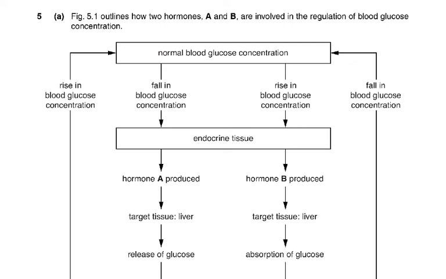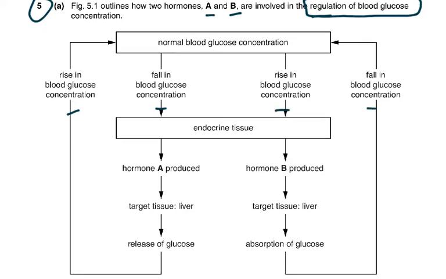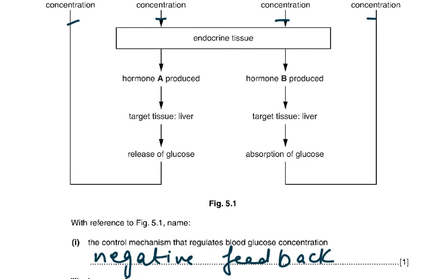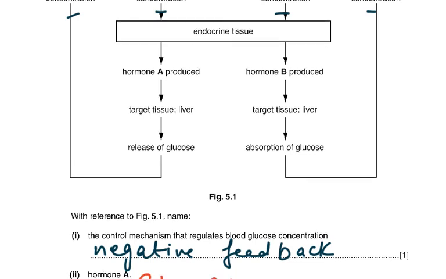To question 5. And the A part says figure 5.1 outlines how two hormones A and B are involved in the regulation of blood glucose, and immediately what should come to your mind is insulin and glucagon. Insulin is released when the blood glucose is high. Glucagon is when the glucose is gone. Yeah, the glucose decreases in the blood, so decreased blood glucose concentration. So normal rise in blood glucose, fall, rise, fall, and then hormone A produced, hormone B produced, target liver, release of glucose, absorption of glucose.